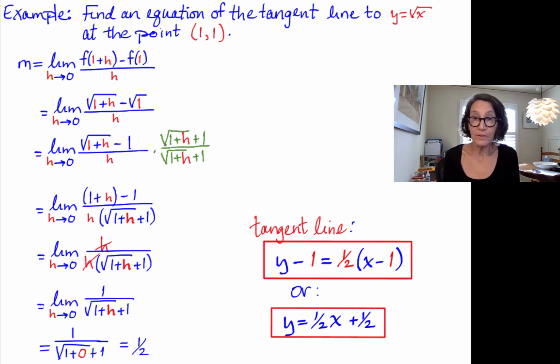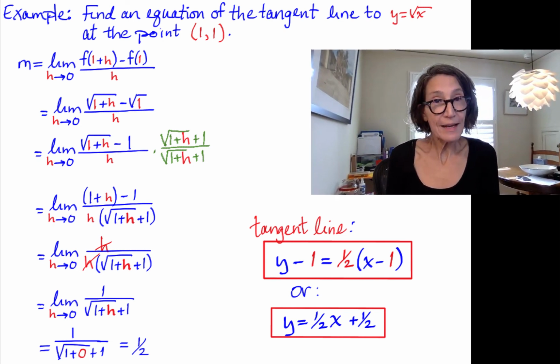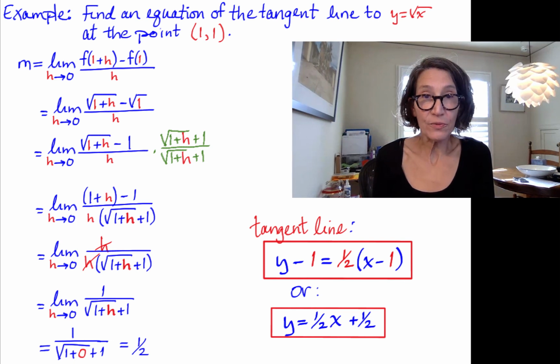So that's the definition of the tangent line. And that's the definition we're going to use also for instantaneous velocity and the derivative of a function at a point. And I'll see you in the next video.